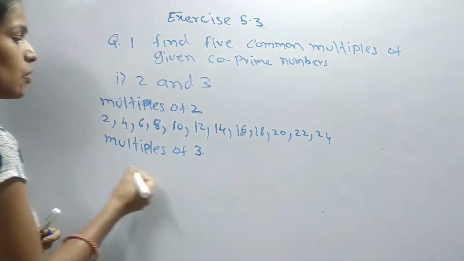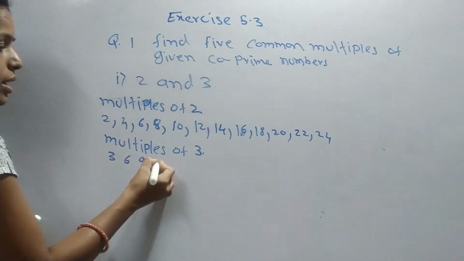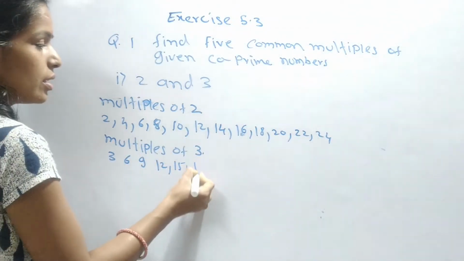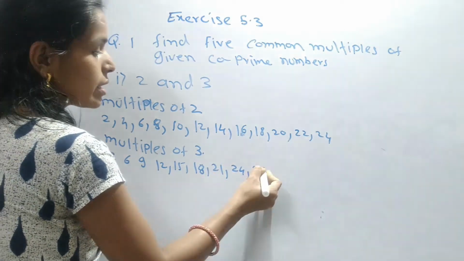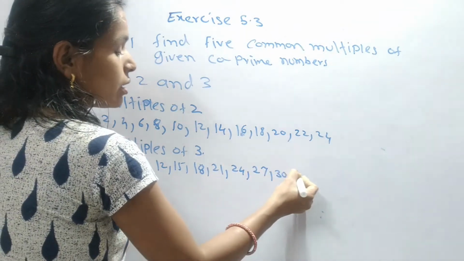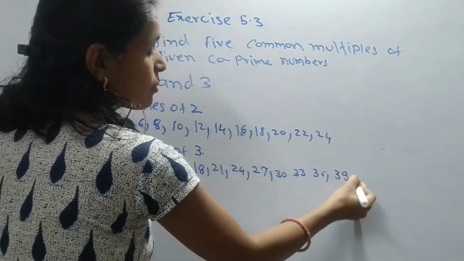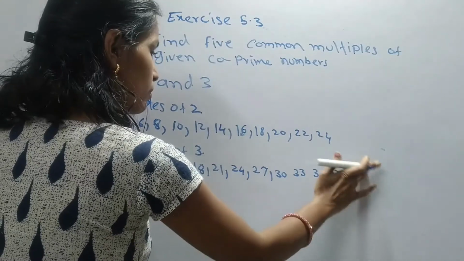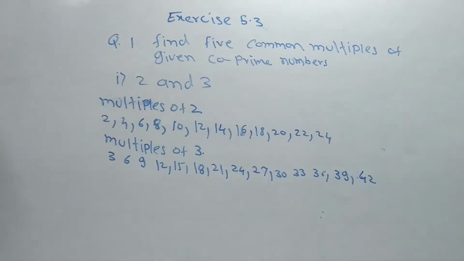What are the multiples of 3? Here, 3 ones are 3, 3 twos are 6, 3 threes are 9, 3 fours are 12, 3 fives are 15, 3 sixes are 18, 3 sevens are 21, 3 eights are 24, 3 nines are 27, 3 tens are 30, 33, 36, 39, then 42. These are the multiples of 3.